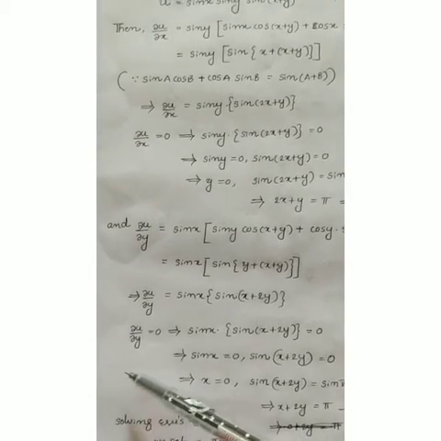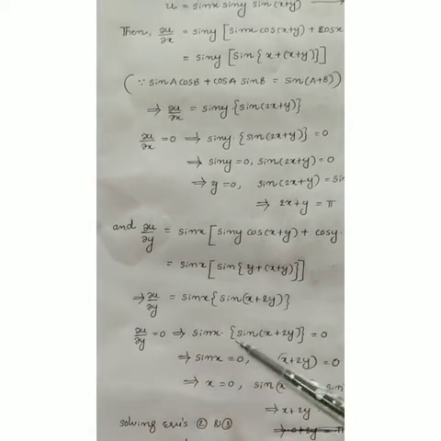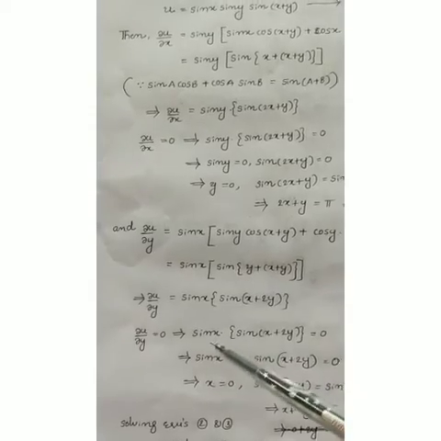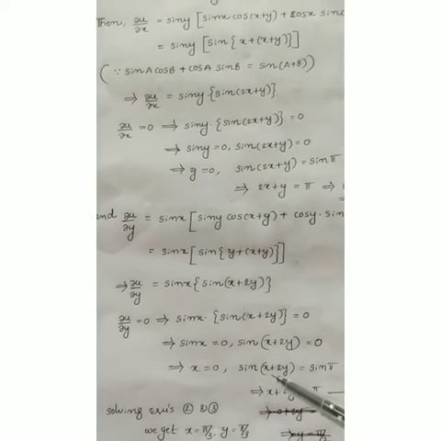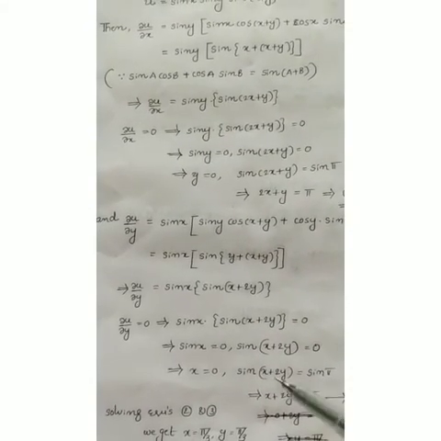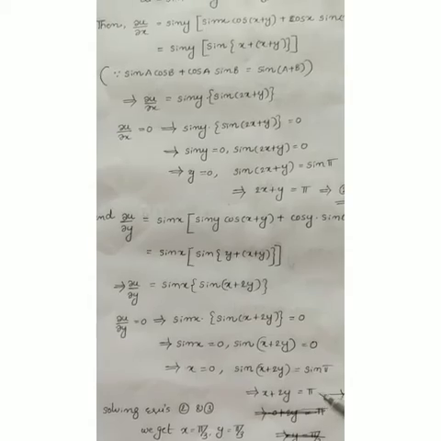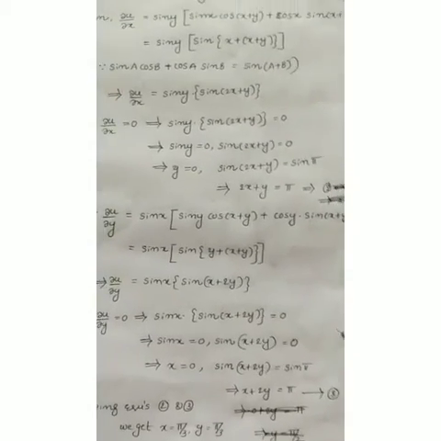Dou u by dou y equal to 0, that is sin x into sin of x plus 2y equal to 0, either sin x equal to 0 or sin of x plus 2y equal to 0. So here x equal to 0, sin of x plus 2y equal to sin pi, then x plus 2y equal to pi. This is equation number 3.